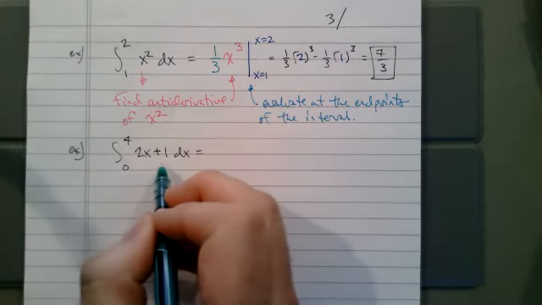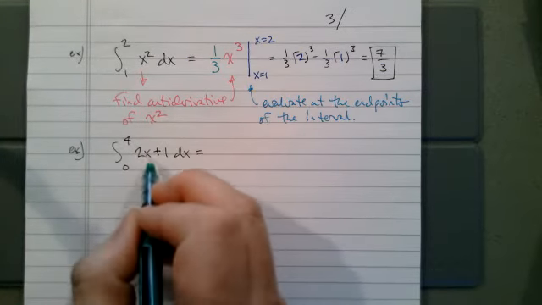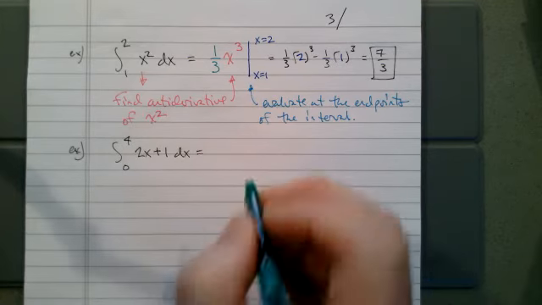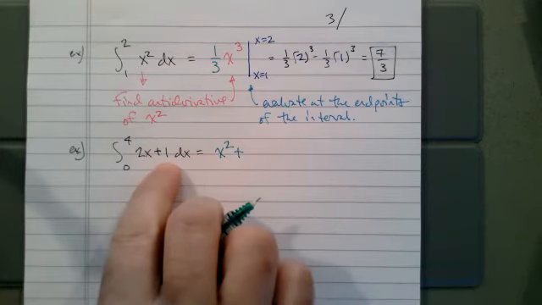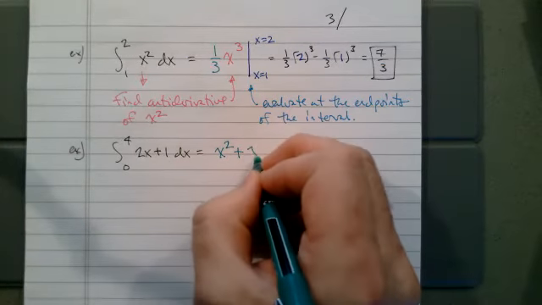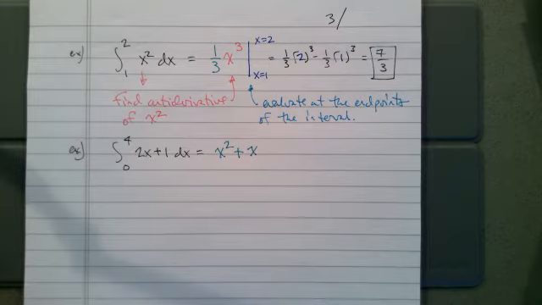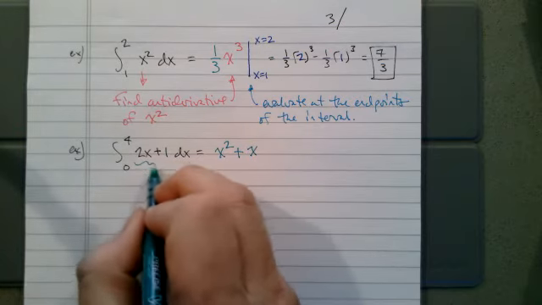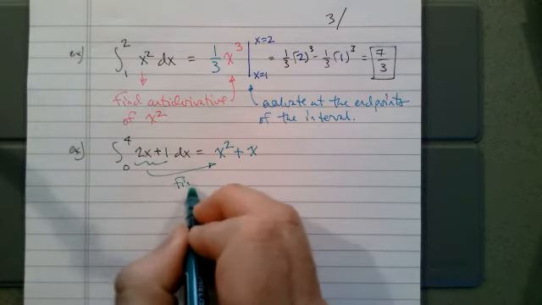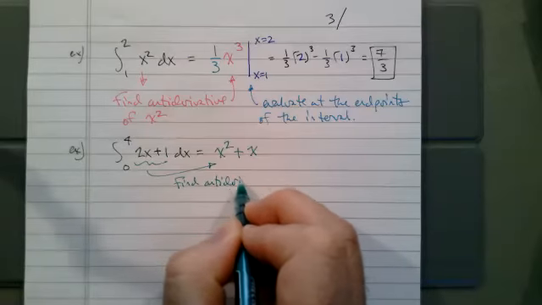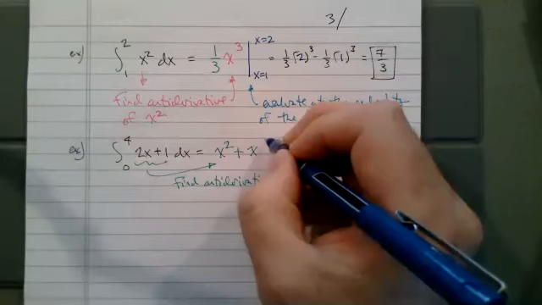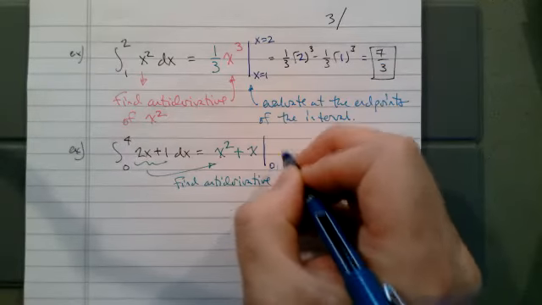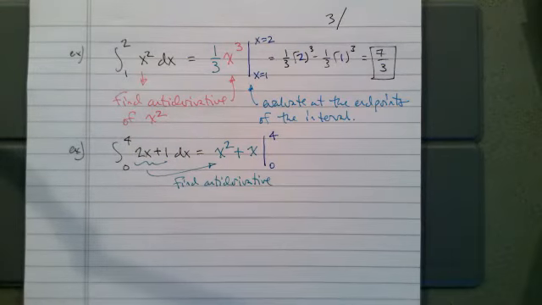So the antiderivative of 2x plus 1, we've got to do this backwards. We've got to think, what is 2x the derivative of? 2x is the derivative of x squared. The derivative of x is equal to 1, so the antiderivative of 1 is equal to x. So first we find the antiderivative, and then we plug in the endpoints. Our notation is to write a vertical bar and go from 0 to 4. That means plug in 4, plug in 0, and subtract the results in that order.